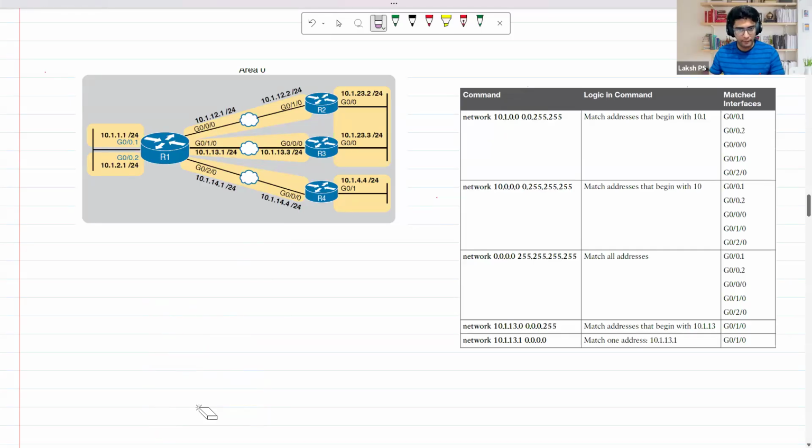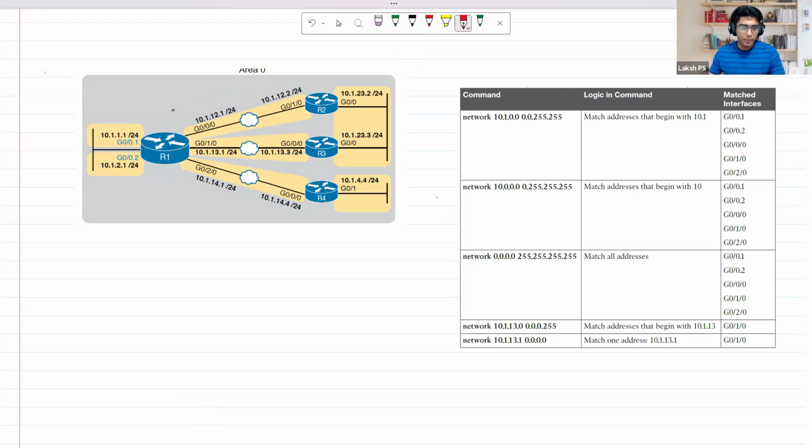You're absolutely right. But in that case, how will they know which part of 13 is which side it is, and 12 is which side? They will get the whole network, right? 10.0, they will get it. But how will they know 10.13 is which side, 10.14 is which side, and 10.1 is which side?